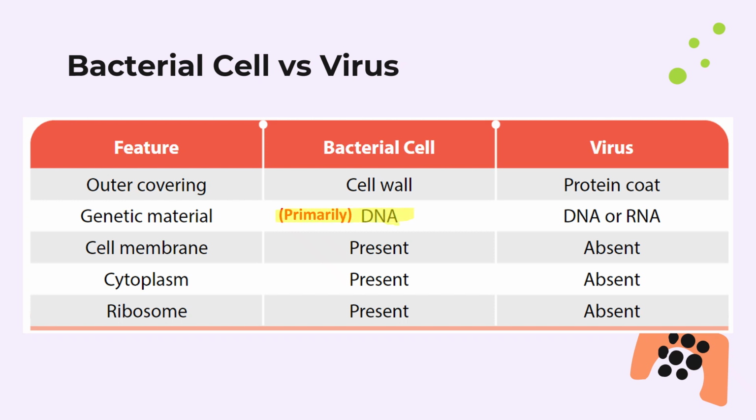Now I would advise you to use the word primarily, because bacteria also have RNA. But the majority of bacteria, the main composition of genetic material in the bacteria, is actually DNA. So when you compare, writing the words primarily DNA is better than just writing the word DNA. The rest you can refer to them. I do not think that there is any need for me to elaborate. But you must learn how to compare between the structures in the bacterial cell and in the virus. So this table is presented to you in this way.